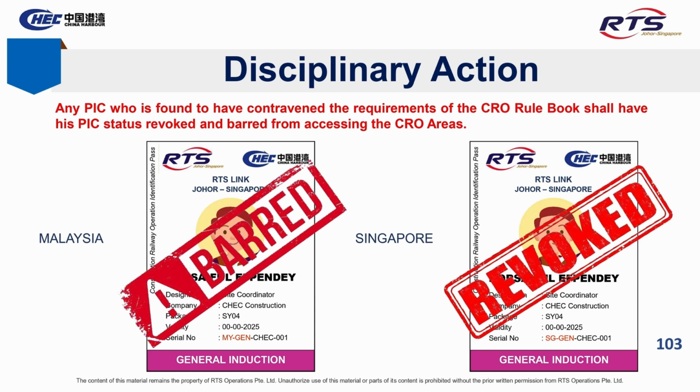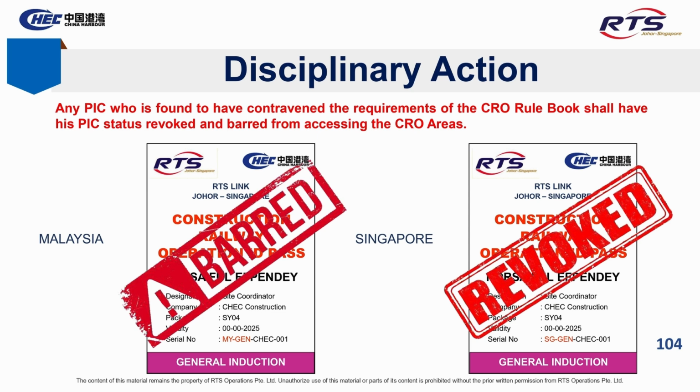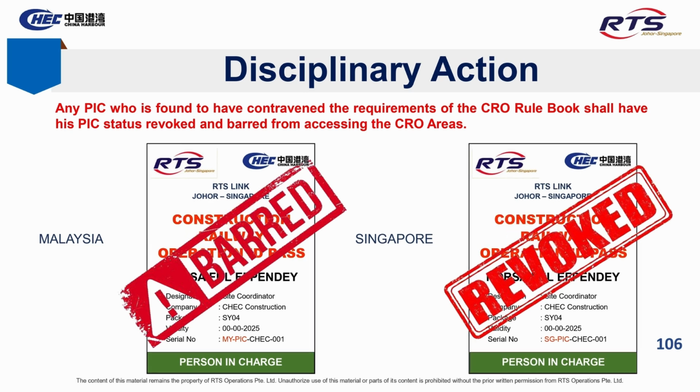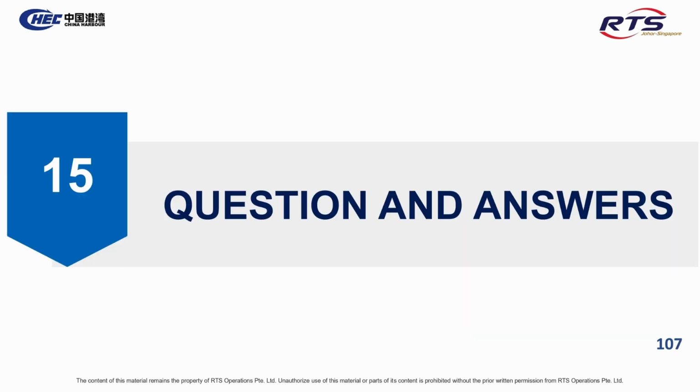Slide 103. Disciplinary action. Any person in charge, PIC, who breaches the CRO rulebook will have their PIC status revoked and be barred from accessing all CRO areas. This strict action ensures accountability and reinforces adherence to safety and operational standards across both Malaysia and Singapore work zones.